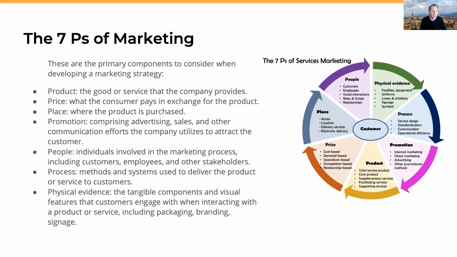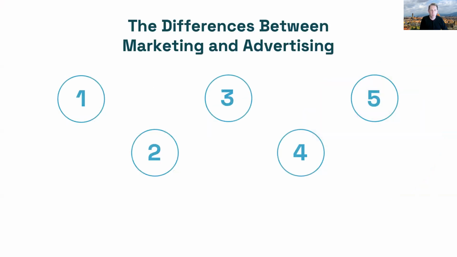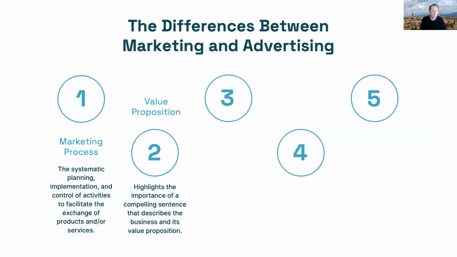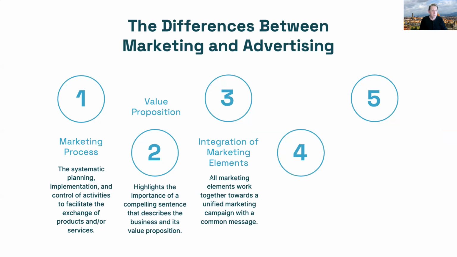This can include your packaging, your branding, your signage. Now, I want to touch briefly on something, the difference between marketing and advertising. So the marketing process is the systematic planning, implementation, and control of activities to facilitate the exchange of products and or services. To do that, you have to have your value proposition, which is, of course, a compelling sentence that describes the business and your product. Now, the integration of marketing elements is where they all work together towards a unified marketing campaign with a common message.